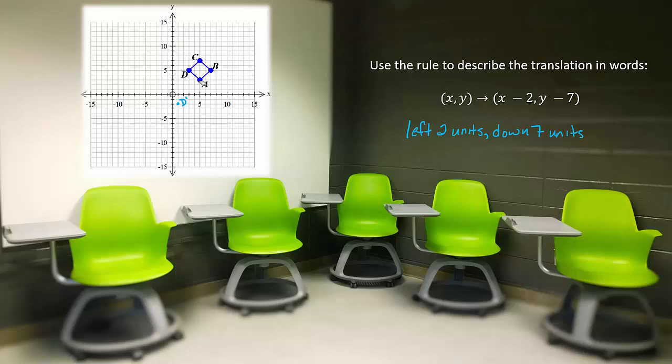We could do this for the rest of the image. So 1, 2, 1, 2, 3, 4, 5, 6, 7. There's A prime. 1, 2, 5, 6, 7. There's B prime. And 2, and then down 7. 1, 2, 3, 4, 5, 6, 7. And there's C prime. And you notice this is a congruent transformation, meaning the figure is the exact same. It just slid left and down.